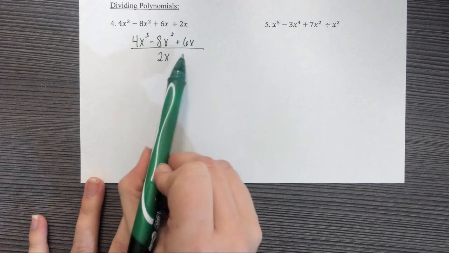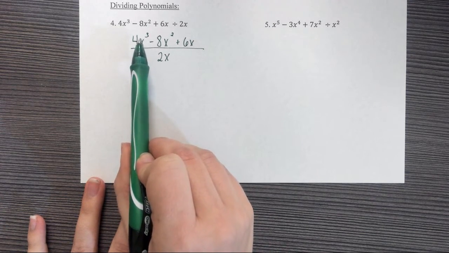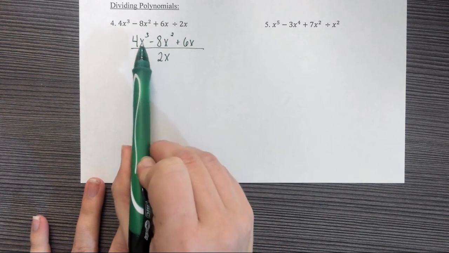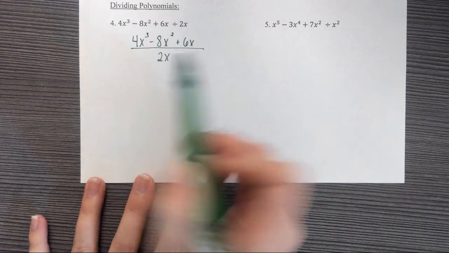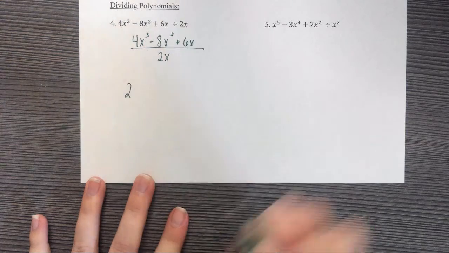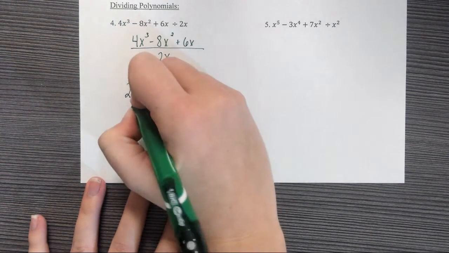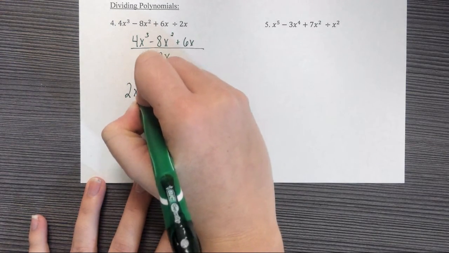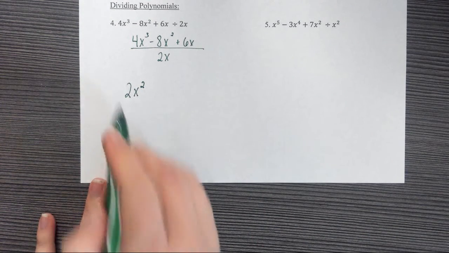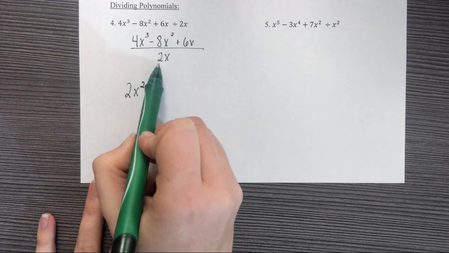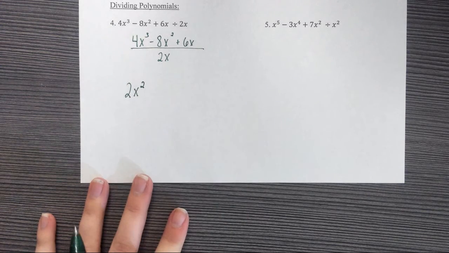Okay, so when we divide, what we're going to do is we're going to divide each term by 2x. So if I have 4x cubed divided by 2x, 4 divided by 2 is 2. And then x cubed divided by x, you subtract your exponents, so that's going to become x squared. Okay, so again, I divide my coefficients, and subtract your exponents.